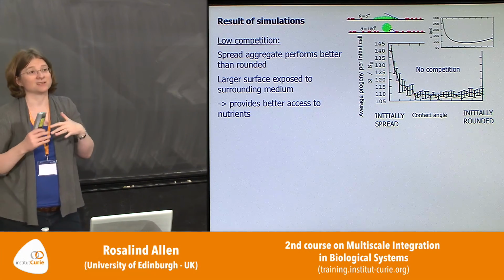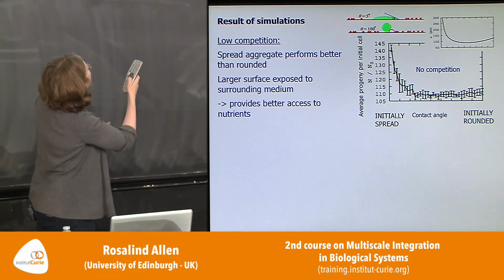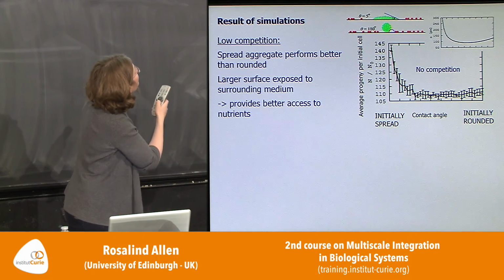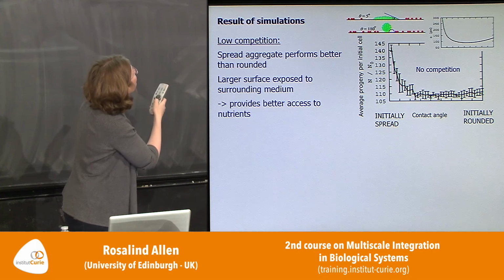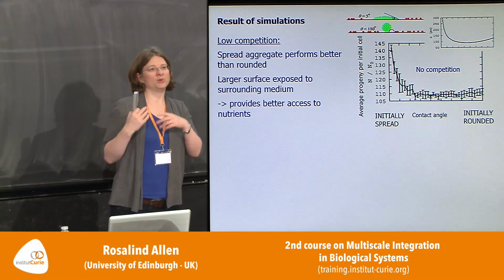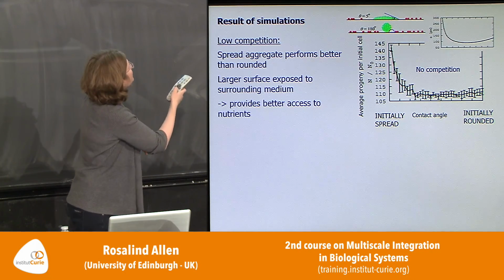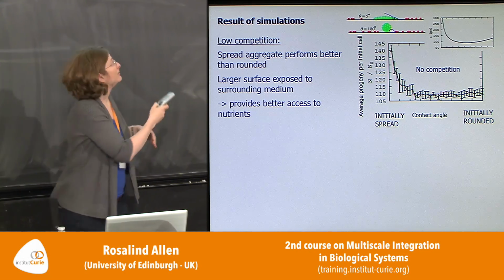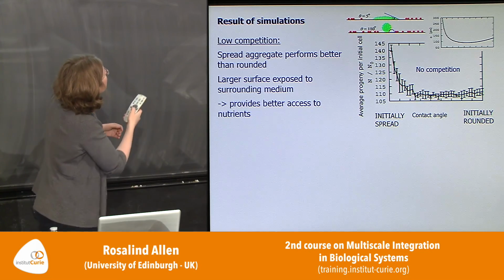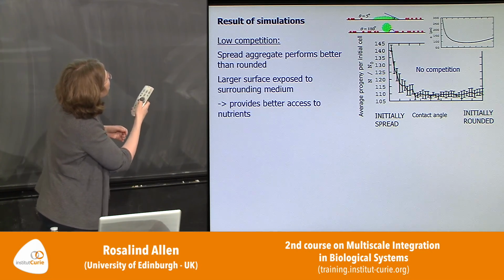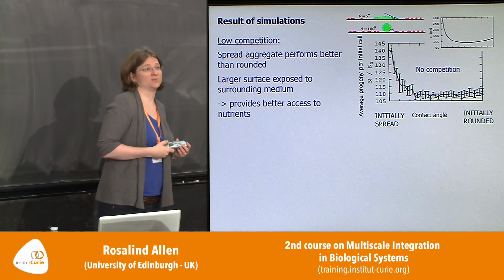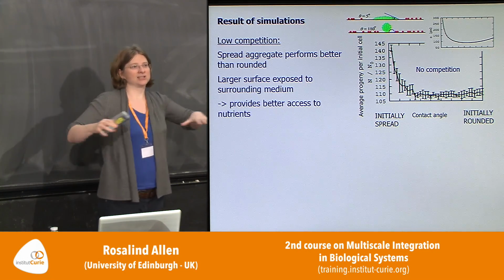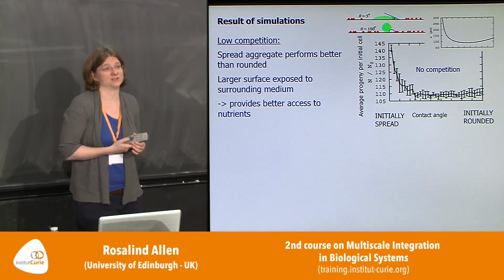So first we think about the case of low competition. So in this case, there are not very many of these surrounding single cells. And what's plotted here is the success of the aggregate, so the number of progeny from the aggregate per initial cell, as a function of its initial contact angle. So on the left-hand side, the aggregate is initially spread out, and on the right-hand side, it's initially rounded. And what you can see here quite clearly, actually these results are for no competition, but it's also true for very low competition, is that it's better to be initially spread out. So the aggregate that's initially spread on the surface does better in the low competition regime.